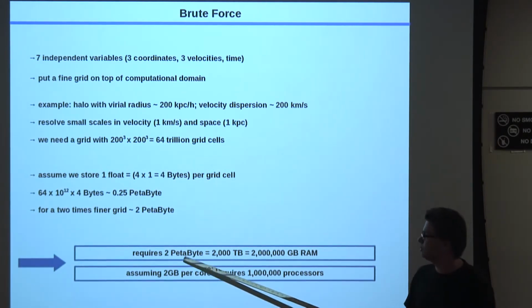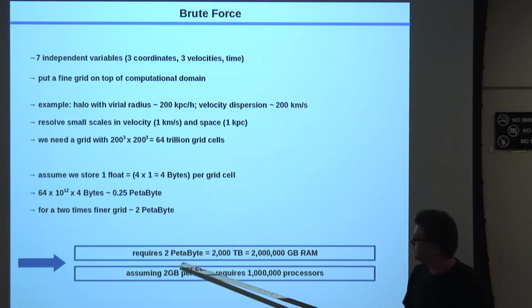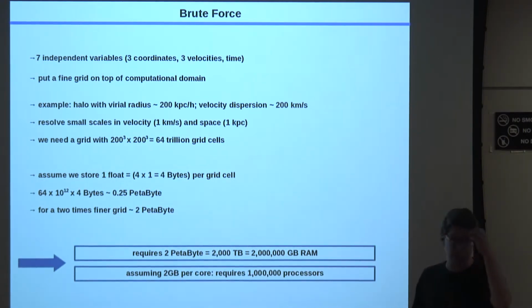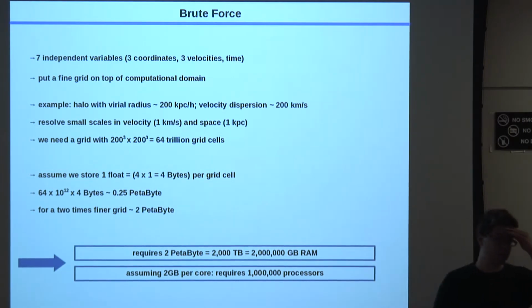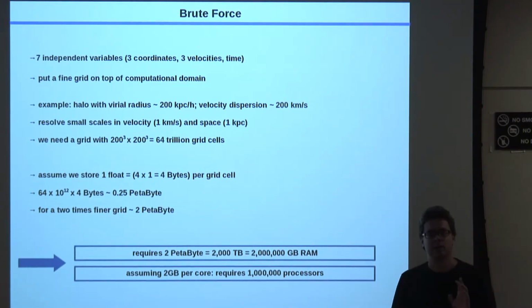Now, if you look at supercomputers that are available today or a year ago or so, and this is just a typical number, you will see that most supercomputers have of the order of 2 gigabyte per core. Some have a bit more, some have even a bit less. So that means you need at least 1 million processors to do the simulation. Otherwise, you will not be able to fit in the memory. And that's a pure memory requirement. That's not a CPU time requirement, it's pure memory.